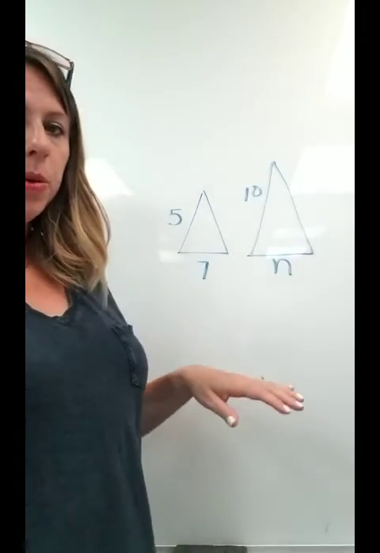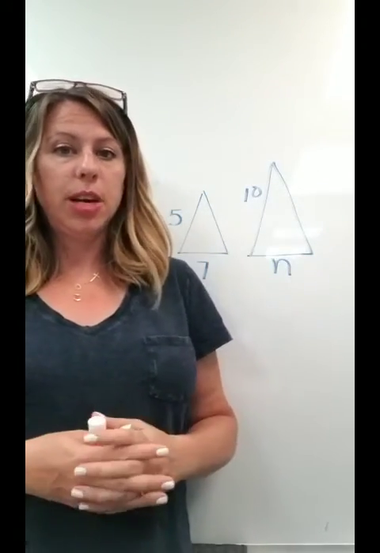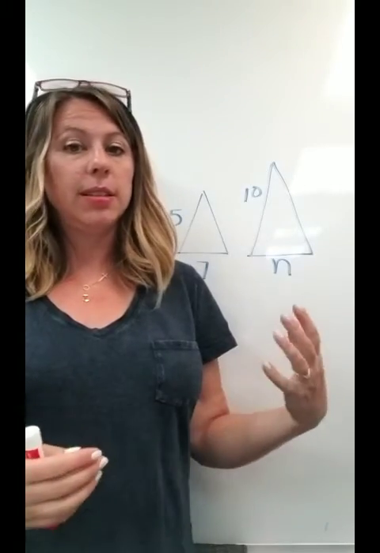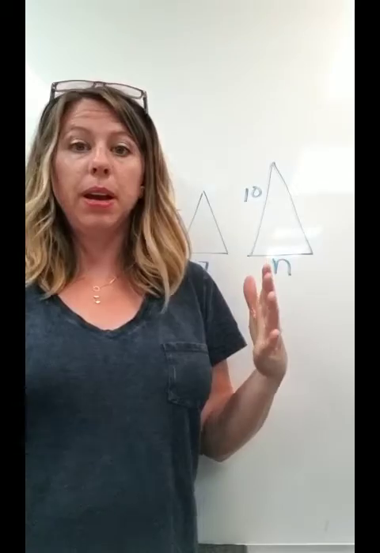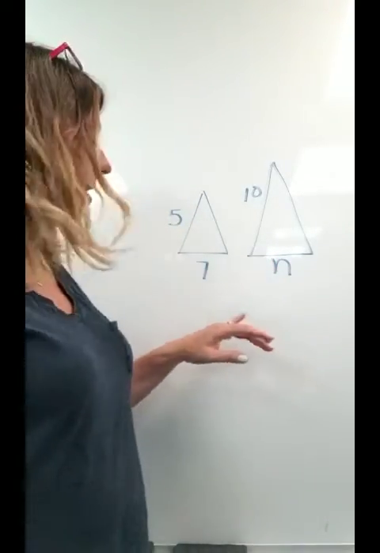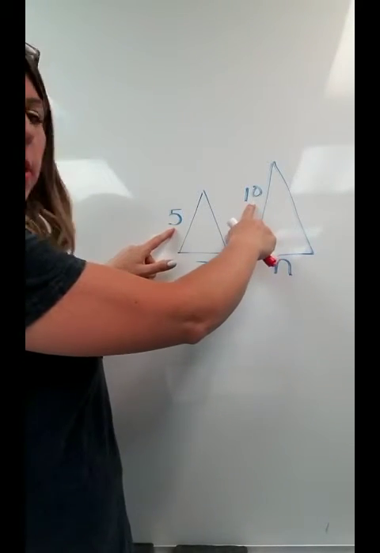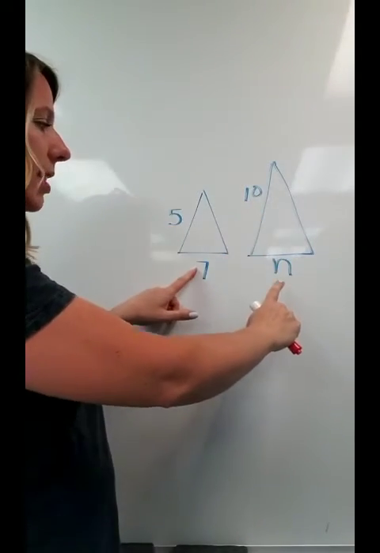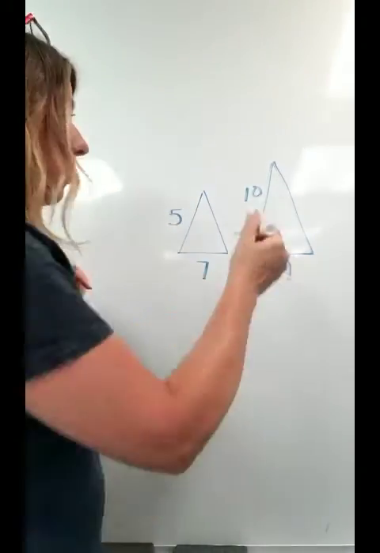Okay, for this one, we're going to use triangles, and it's going to be the same thing. These are similar shapes. They're just different in size. So that means they're the exact same shape, different size. So we're going to compare a ratio to figure out what our missing side length is. So we have the numbers 5 and 10 we're going to compare to each other, and then 7 and n. So that's how we're going to write our ratios.